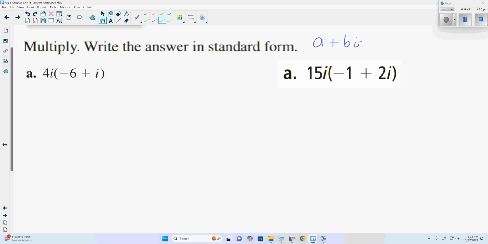Now let's look at this first one here with multiplication. All we're going to do is distribute. So the first thing we're going to multiply is 4i and -6. Well, 4 times -6 is -24. And we still have our i. Questions on this so far? Now the next thing we're going to do is 4i times i, which is going to be plus 4i squared.